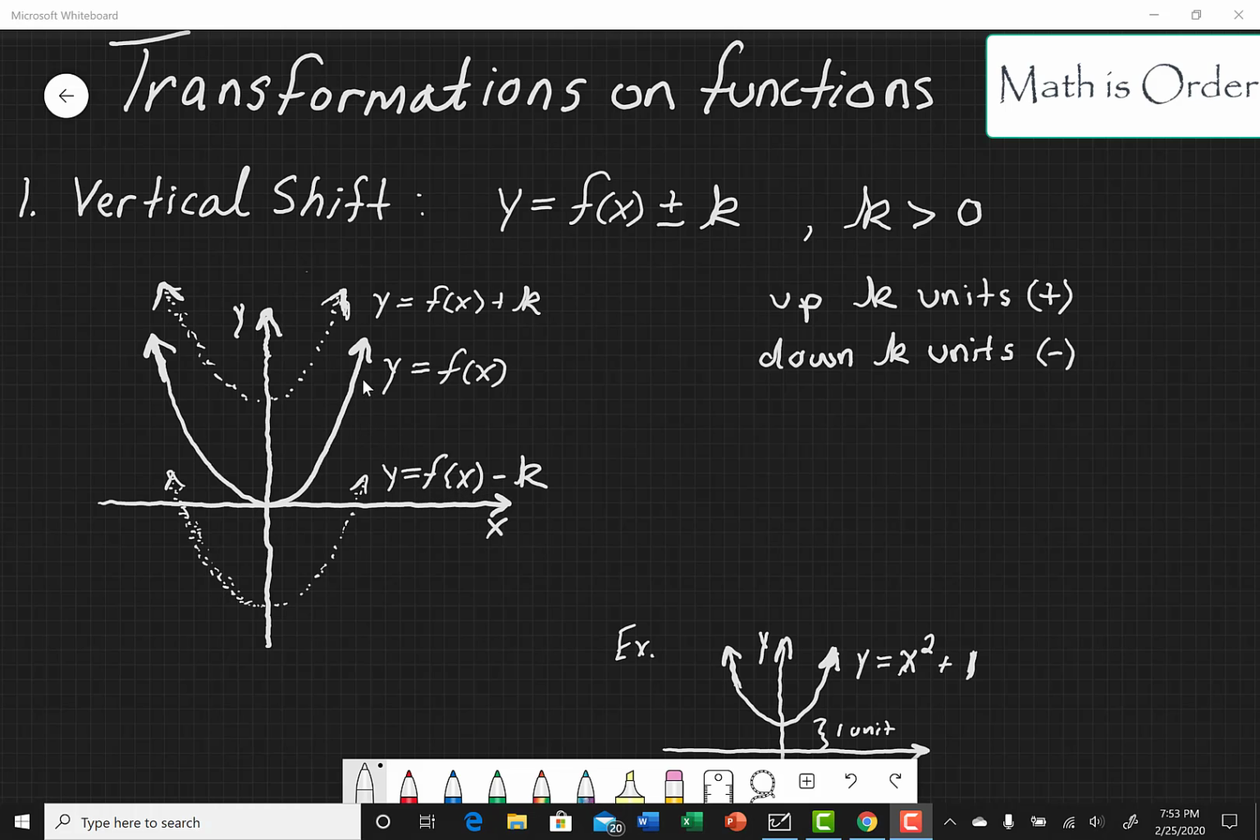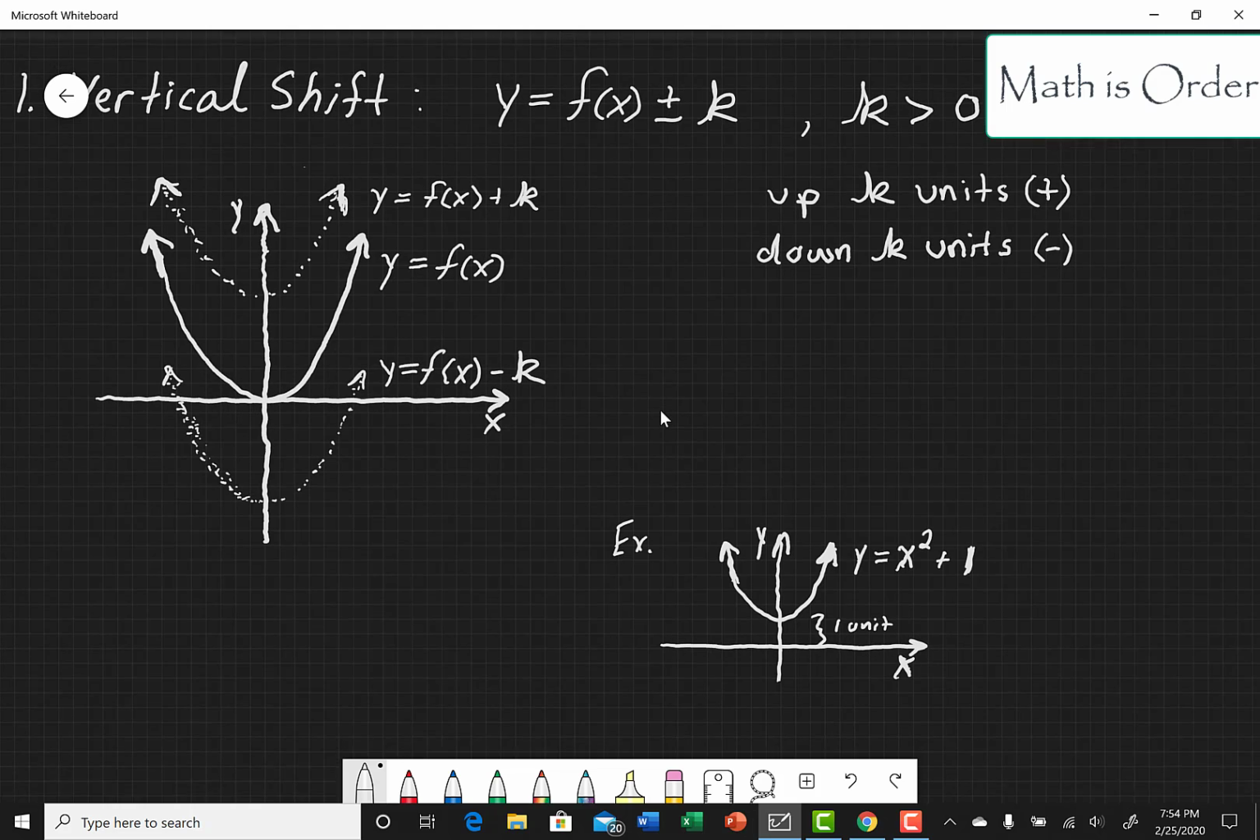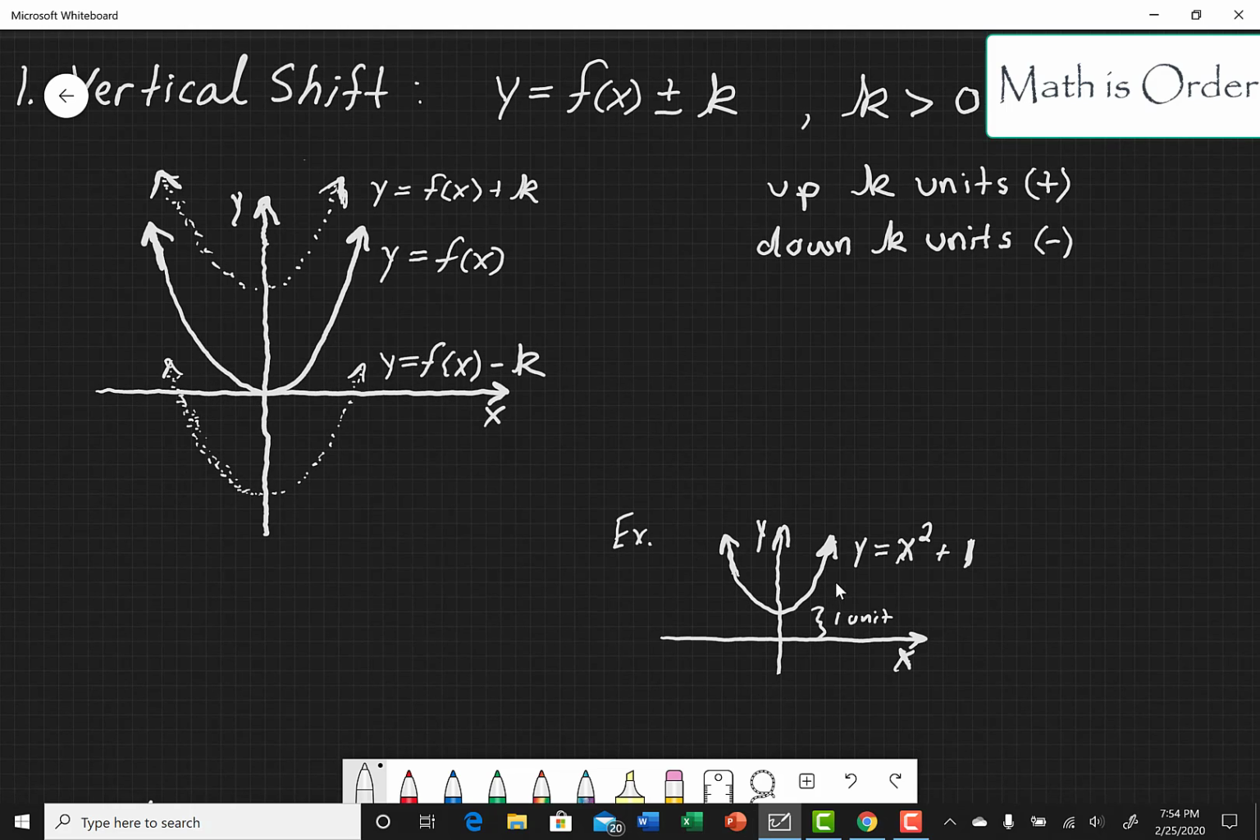So suppose we had this original function here, and suppose this function is, say, y equal x squared. If that function is shifted up, for example, say 1 unit, the function's form would change to y equal x squared plus 1.